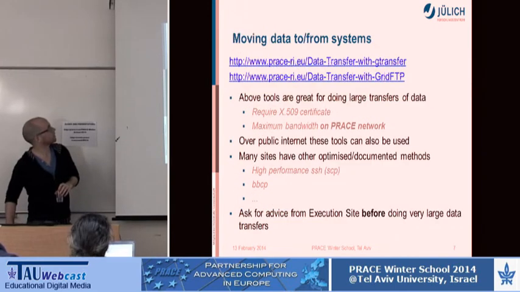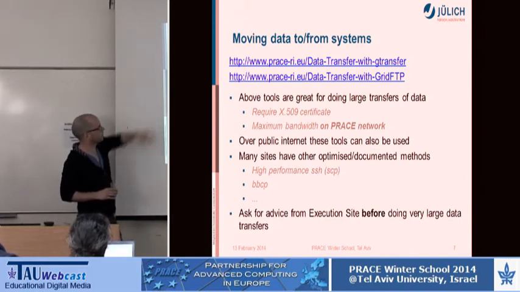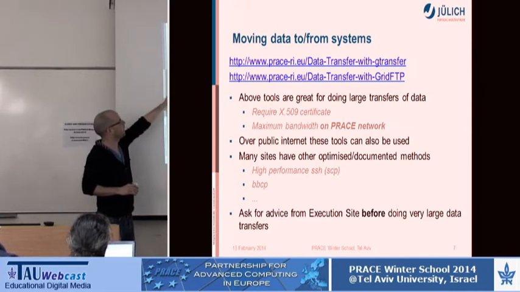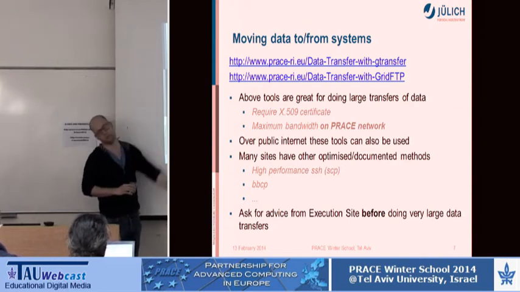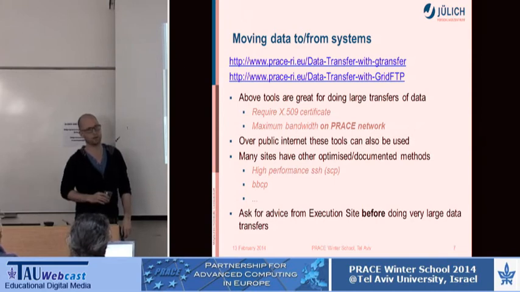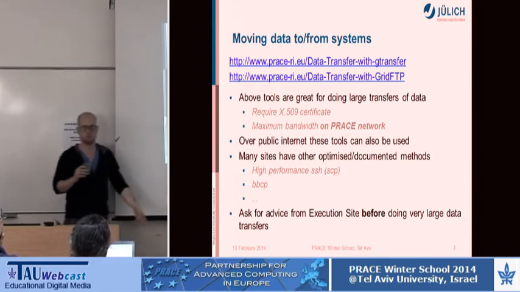The next thing is about moving data to and from the systems. Another link up there. Basically, the tools in that link are great if you want to do large transfers of data, but they require these X509s again. And you must remember that if you want the maximum bandwidth, you need to be on the PRACE network. Not every country is on the PRACE network, but if you're moving data around between different sites within the PRACE network, that's the way to do it. I don't know what the situation is with Israel on the PRACE network. You may or may not be.